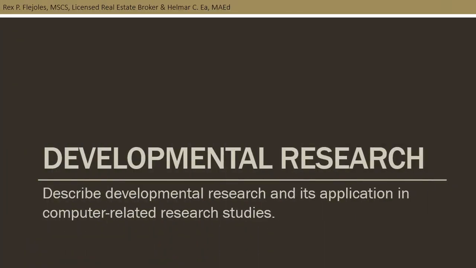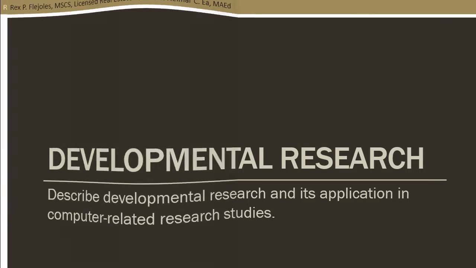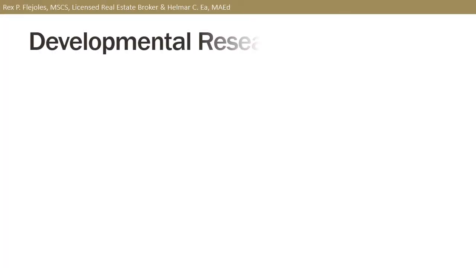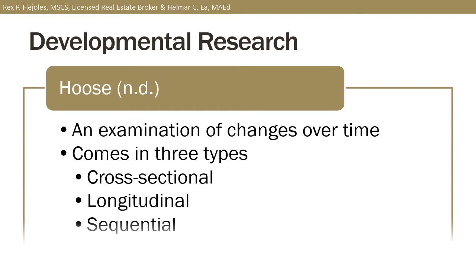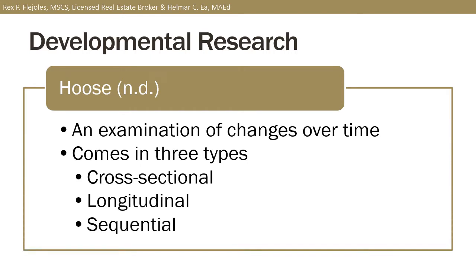The first topic is on developmental research. This term is being used in different fields of study. Here, I am going to present three disciplines only. The first one is in the field of psychology, according to whose developmental research aims to examine changes over time. It comes in three types: cross-sectional, longitudinal, and sequential.